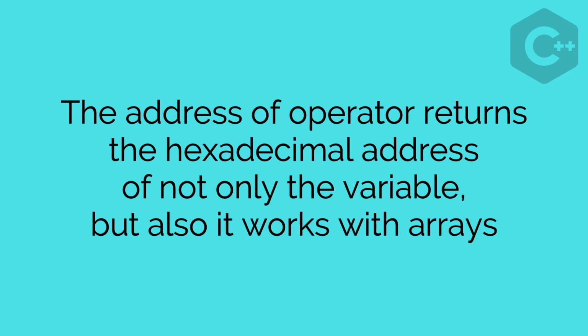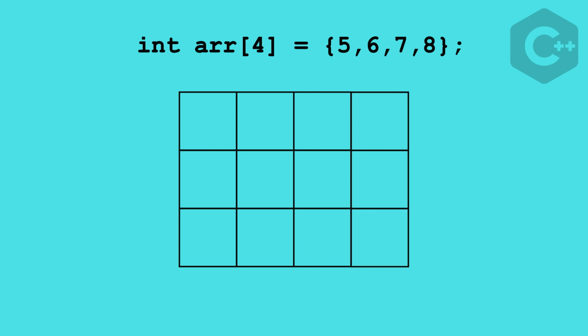The address-of operator returns the hexadecimal address of not only a variable, but it also works with arrays. Let's understand it with code and an illustration. When I declare int arr[4] = {5, 6, 7, 8}, then internally it looks like this.